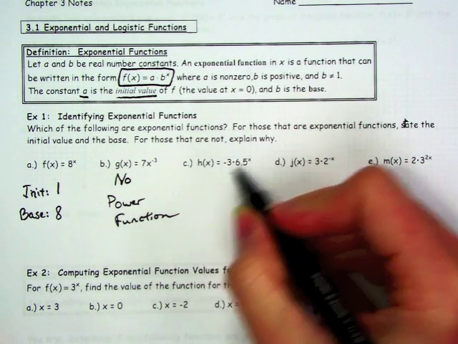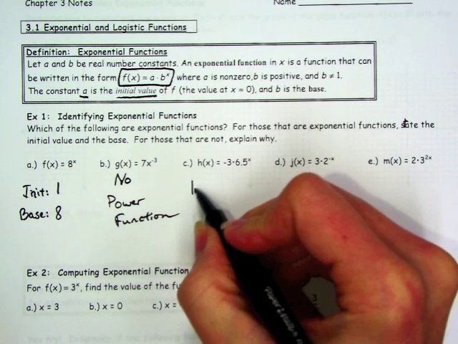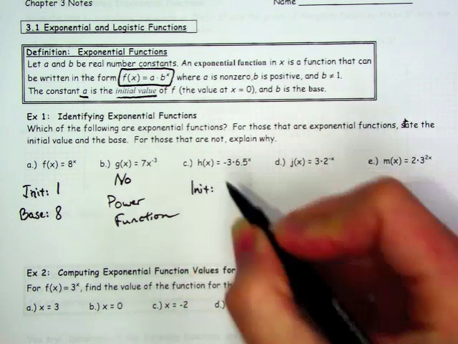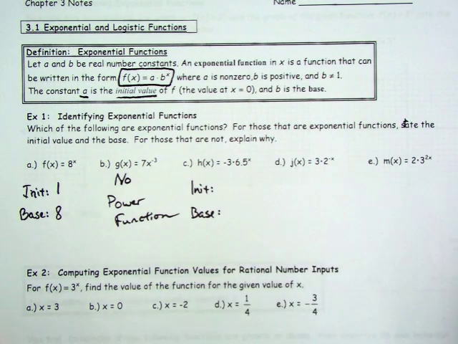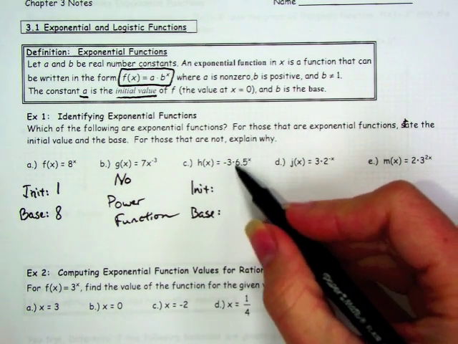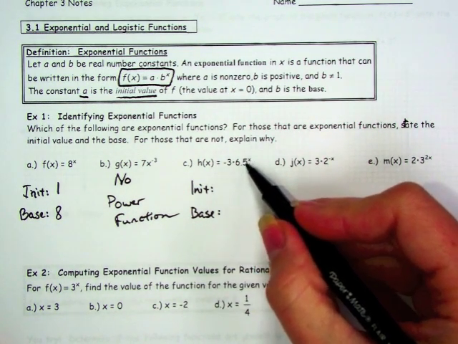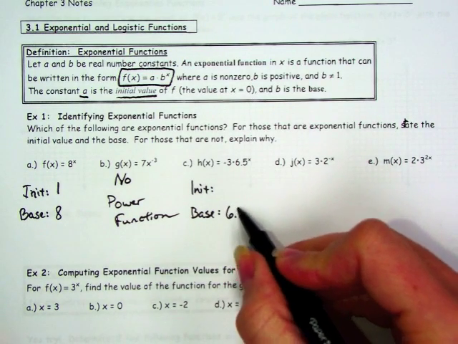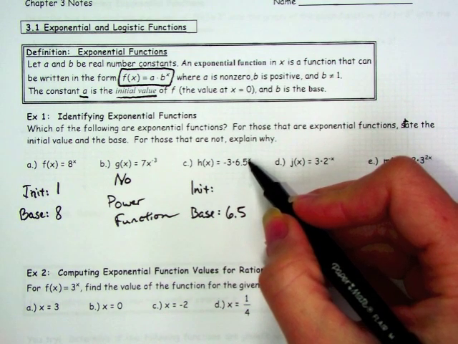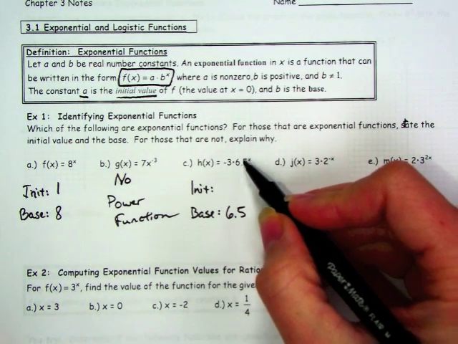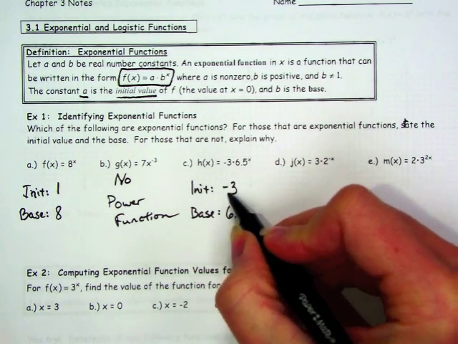C, again, it is an exponential function, so we need our initial value and we need our base. Again, I'm going to start with the base. Base is what's being raised to the power x, so it's 6.5 to the x. Initial value, if I put 0 in for x, we get 6.5 to the 0, which is 1. And 1 times negative 3 is negative 3.